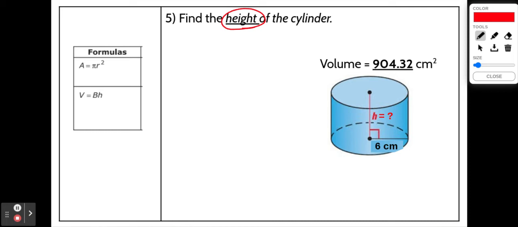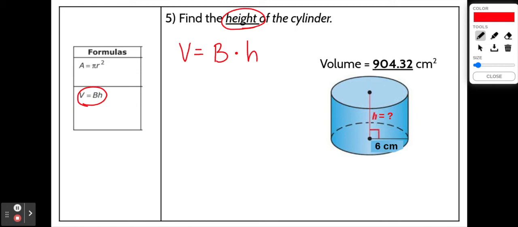We're given the volume, though. We're given the radius, but we need to figure out the height. So we're going to have to kind of undo the volume formula, aren't we? So if we're talking about volume, let's start out by writing the volume formula. And then we're going to fill in everything that we know. So it's going to be really important that we show our work because we're going to end up with a pretty complicated looking equation. Okay, so volume equals base times height.